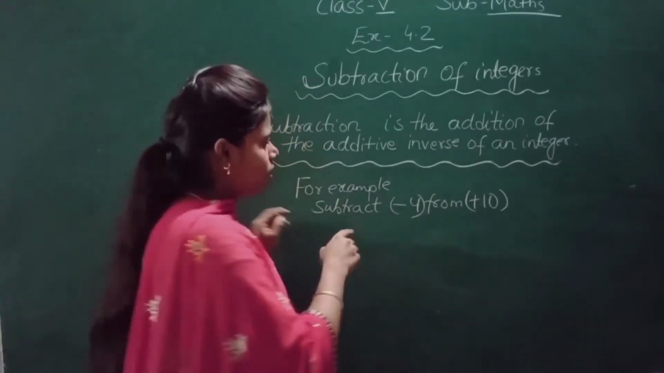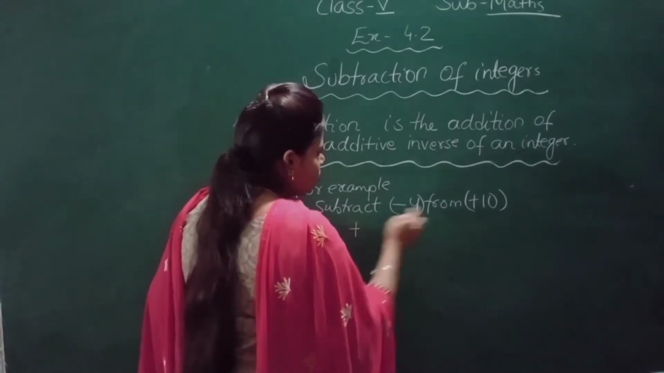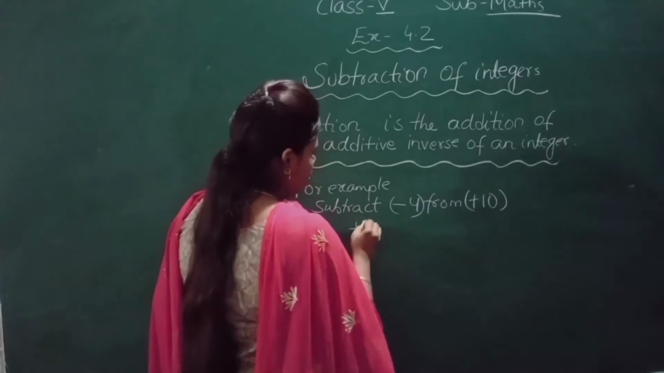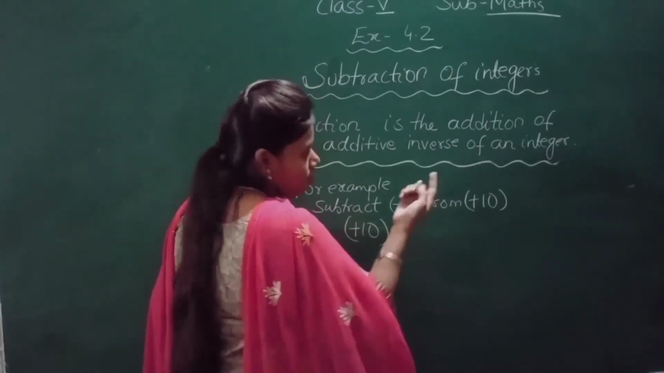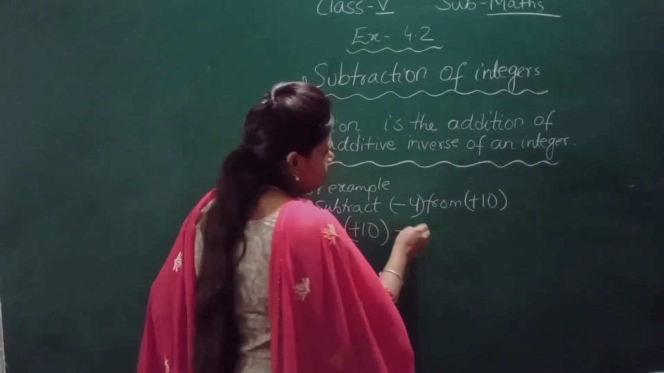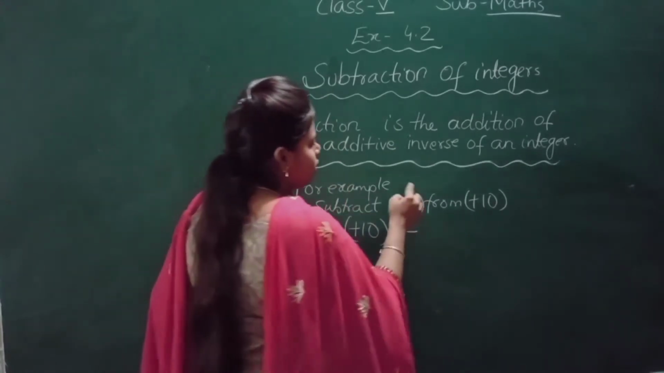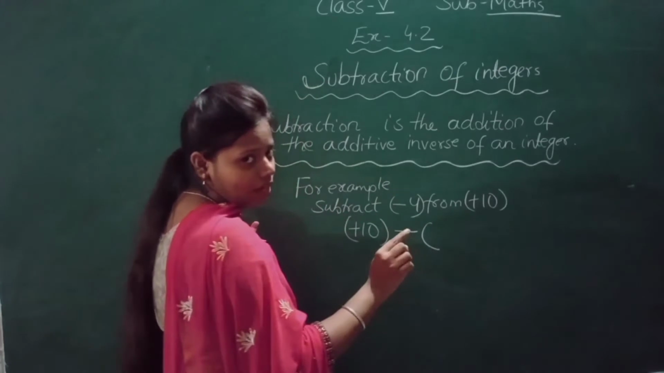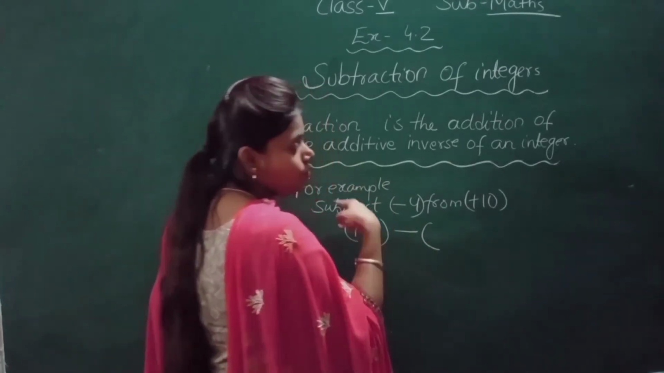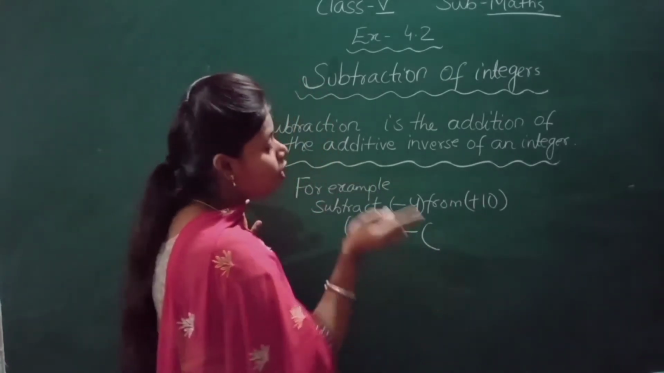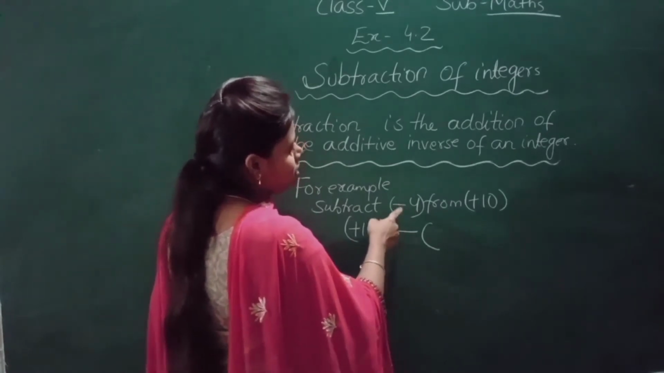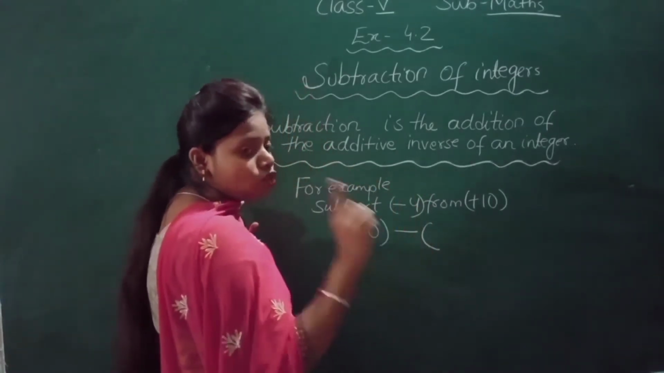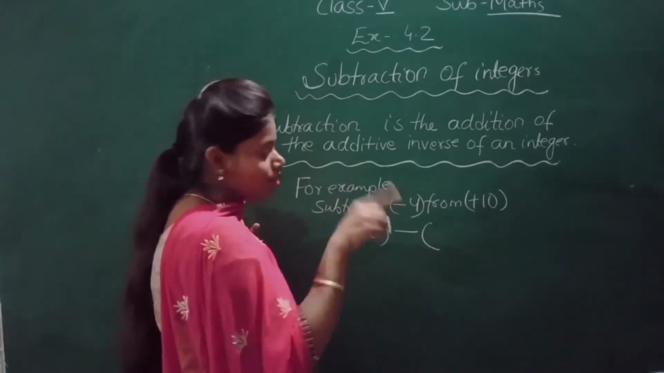Plus 10. From means subtraction, so we will write the sign of subtraction. Then we will copy the same number with the sign. Don't change the sign or forget to put the sign. If you forget to put the sign, or if you make any mistake in this sign, that means your answer will be wrong. Integer means your sign should be correct. If your sign is wrong, your answer is wrong.